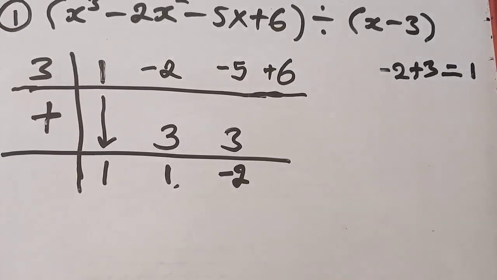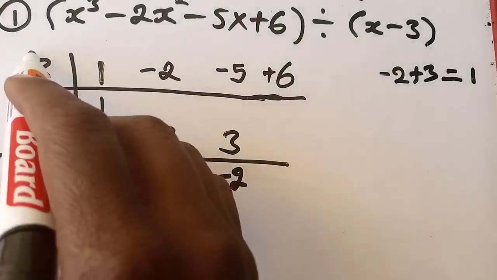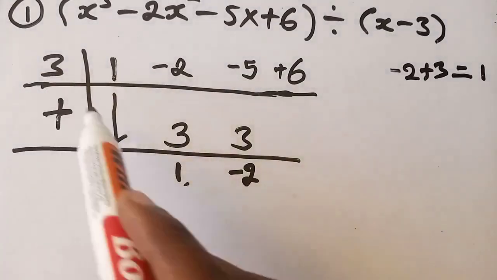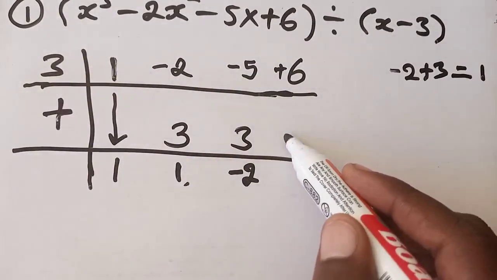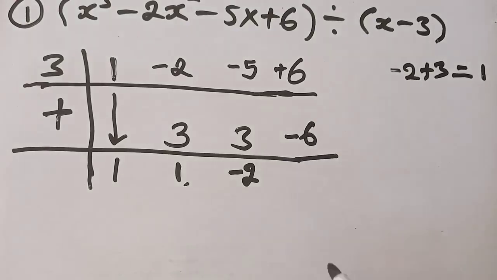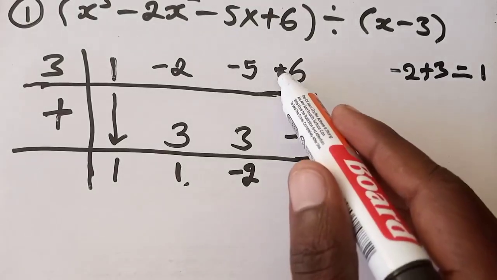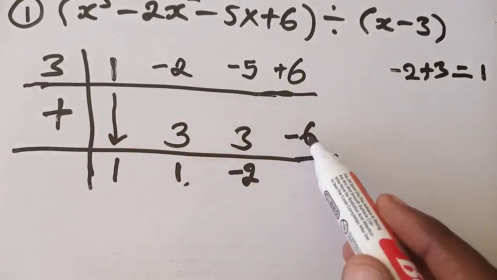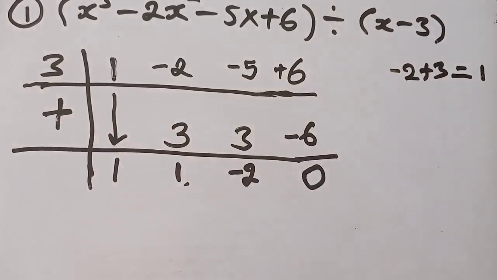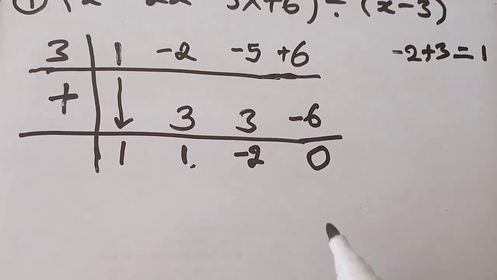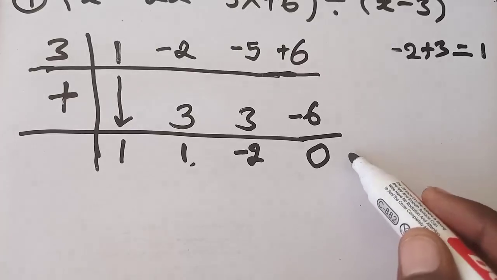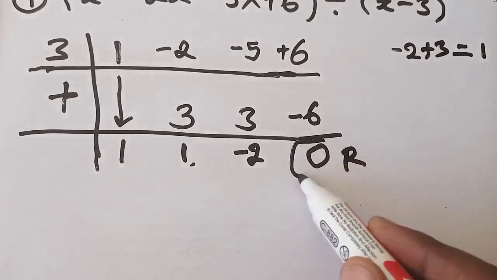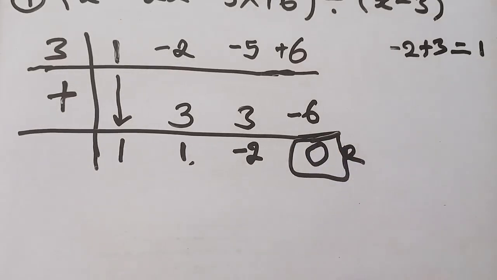Okay, so you need to multiply this 3 again, multiplied by negative 2. So 3 times negative 2, your answer is negative 6, like that. Then when you add this positive 6 plus negative 6, your answer is 0, like that. So this is the remainder here. The remainder is 0.